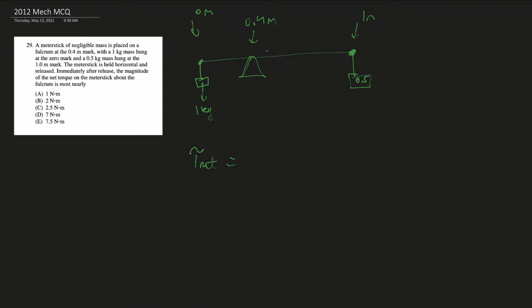Okay, so to figure out the net torque, you just have to take R cross F for each of these. So the R is, from the axis of rotation to the line of action of the force, a lever arm of 0.4 meters times the force that's acting on it. Well, that's 1 times 10, because mg. Force times radius, that's all I did, I just multiplied them.